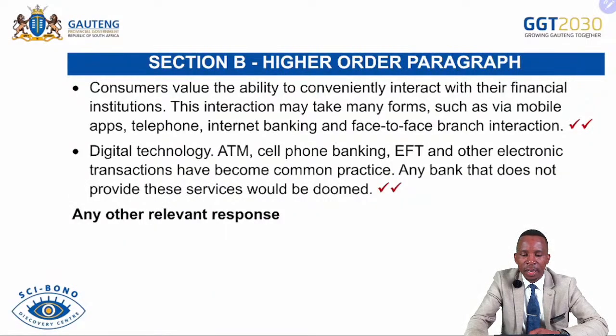And then section B, higher order paragraph. And then we continue. Consumers value the ability to conveniently interact with their financial institutions. This interaction may take many forms, such as via mobile apps, telephone, internet banking, and face-to-face branch interaction. Digital technology, ATM, cell phone banking, EFT, and other electronic transactions have become common practice. Any bank that does not provide these services will be doomed and will be losing its market share to competitors.